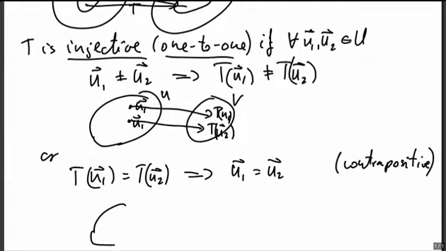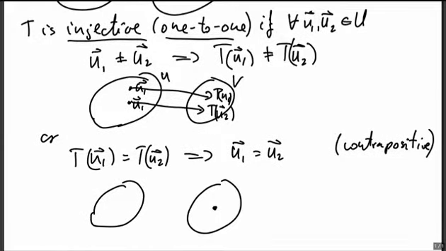So with other words, the only way that you have the same image of u1 and u2 is if you started from the same vector.